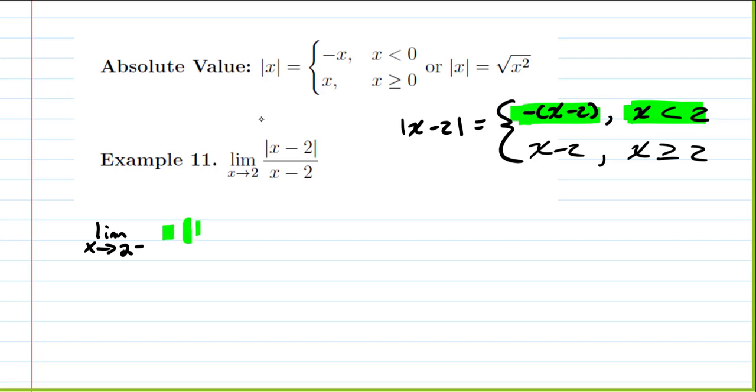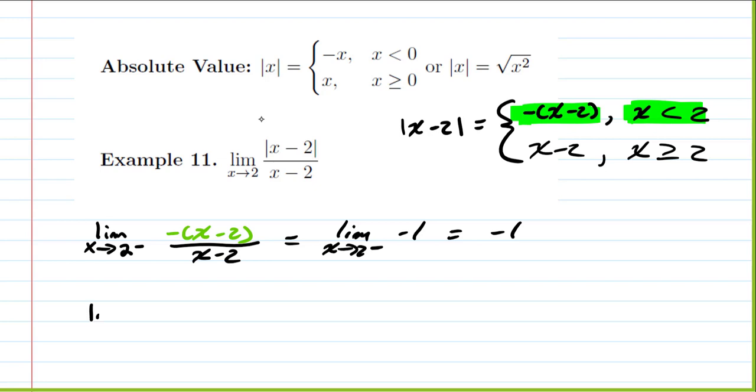So our numerator is going to be negative x minus 2 over our denominator, which didn't change, x minus 2. So we get the limit as x approaches 2 from the left. These are equal but opposite, so we get negative 1. And the limit of a constant is just the constant. So our left limit is going to be negative 1.